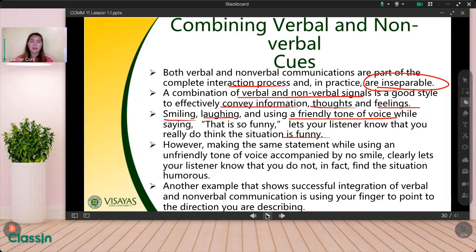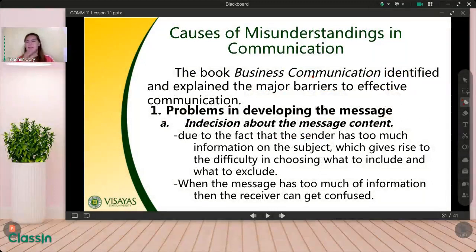So let us now talk about what causes misunderstandings in communication. This is from the book Business Communication, and there are some problems identified as major barriers to effective communication.